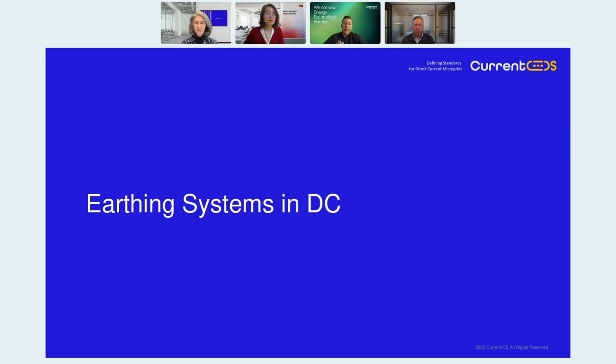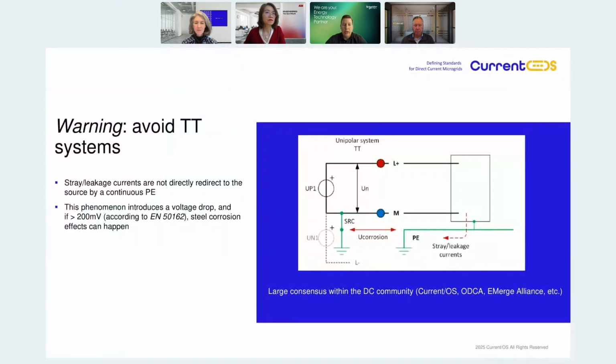Last part of my presentation is dedicated to the earthing system in DC. In particular, let's focus on DC system with isolated converter. We can still have the earthing system like in AC, but unlike in AC, not all of them are recommended.